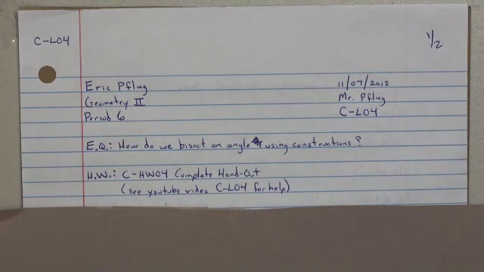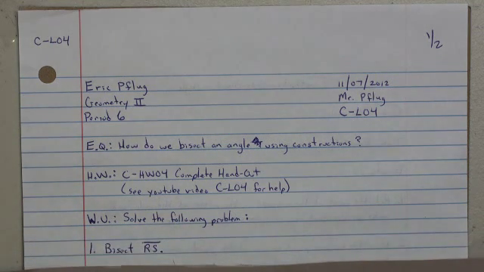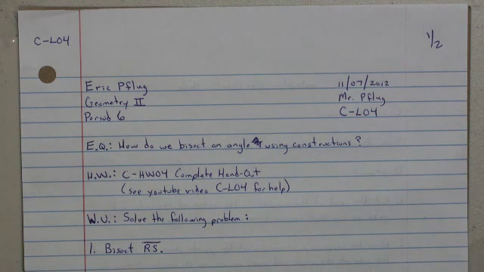The homework is C-HW04 to complete that handout, and you can see YouTube video C-L04 for help. The warm-up is to solve the following problem, and this is the construction we did in the last lesson, to bisect segment RS. So in order to bisect segment RS, we need to draw segment RS in.